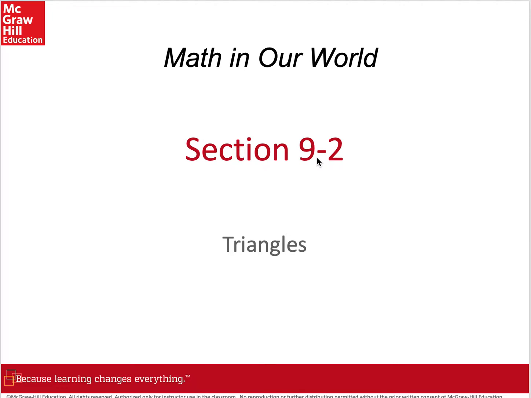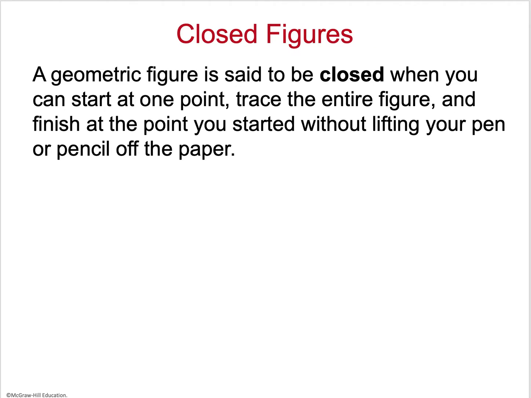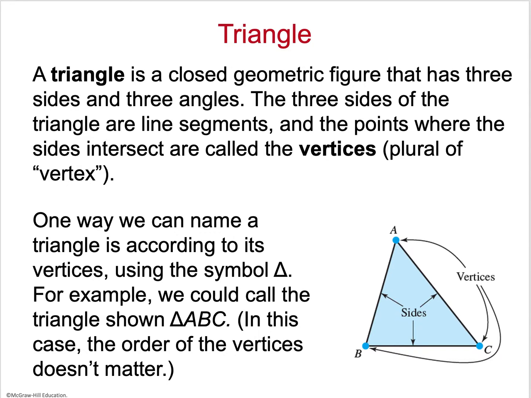So now we're going to move on from points, lines, and planes into our understanding of triangles. A geometric figure that is identified as closed is one where I start at one point, I trace the entire figure, and I finish at that same point that I started at. So there are no breaks or gaps in the figure, and that's why we say that it's closed. A triangle is closed. It has 3 sides and 3 angles. And it also has 3 vertices, which are basically those connecting corners of the triangle.